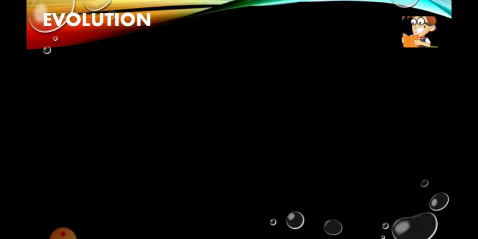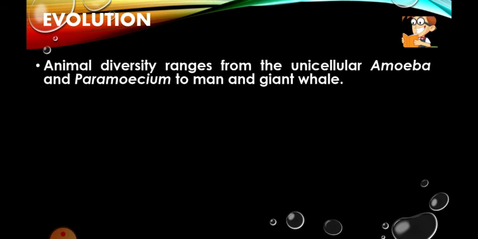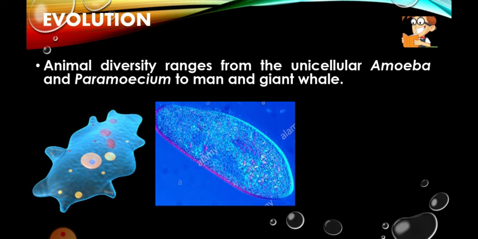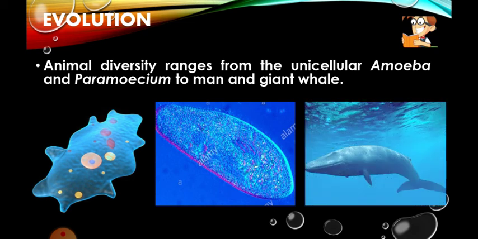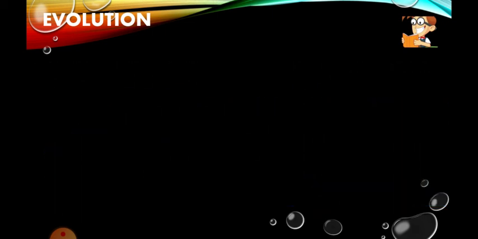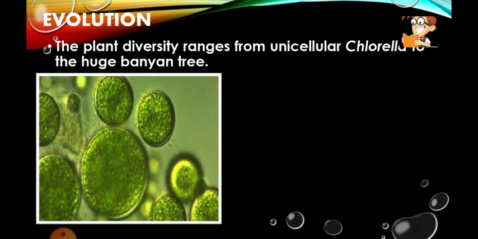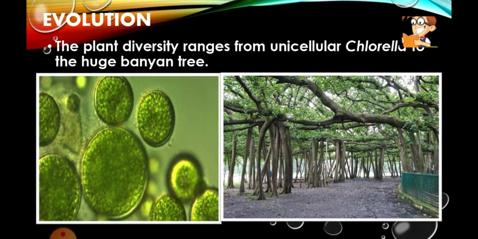Right. So animal diversity ranges from the unicellular amoeba, paramecium to men, and even the giant whale. So diversity starts from the unicellular amoeba, paramecium, and the highest one is your giant whale. Man has been highly evolved, but the largest animal in the world is the giant whale or the blue whale. Okay, then in the case of plants, diversity ranges from the unicellular chlorella to the largest plant called the banyan tree.